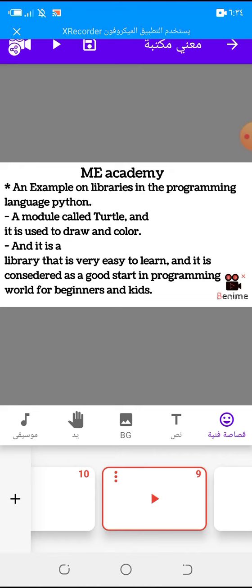An example of libraries in the programming language Python: a module called Turtle, and it's used to draw and color our drawing. It's a library that's very easy to learn, and it's considered a good start in the programming world for beginners and kids.